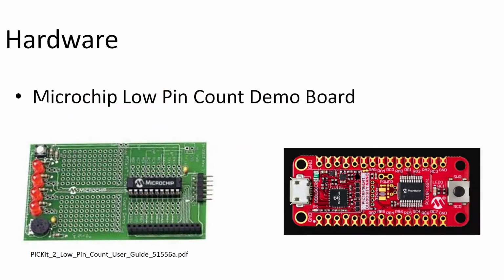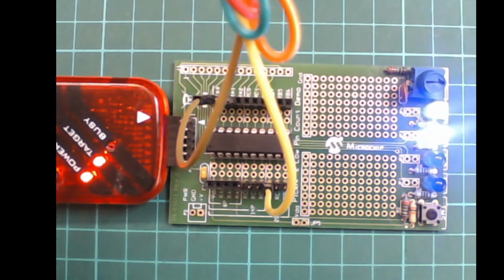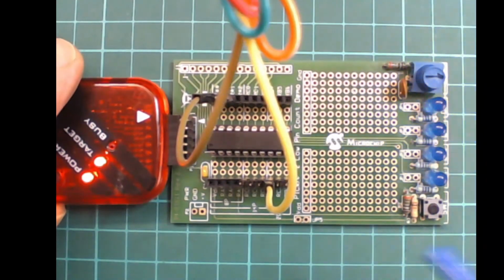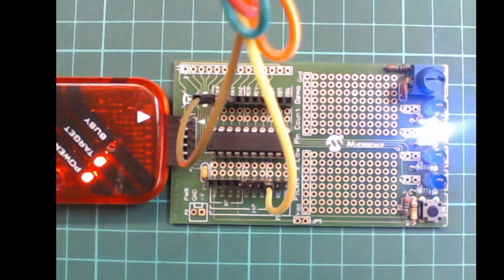What am I using? I'm using a Microchip low pin count demo board. Hopefully going to get a Nano very shortly. Let's have a quick look at what that looks like. It looks like this. This is where we left it yesterday. The board is connected. I've got two wires connected additionally from yesterday, and I'll show you about those in a moment.